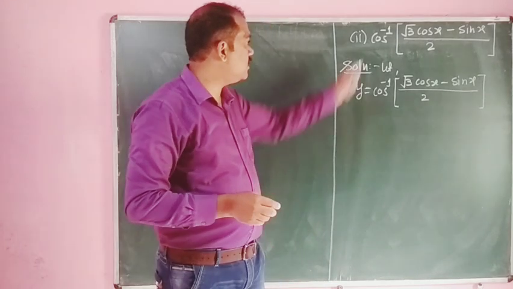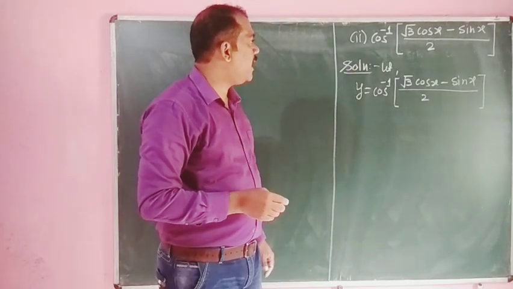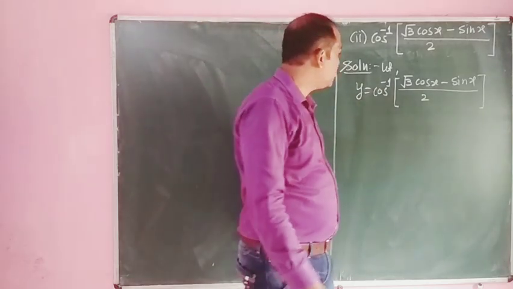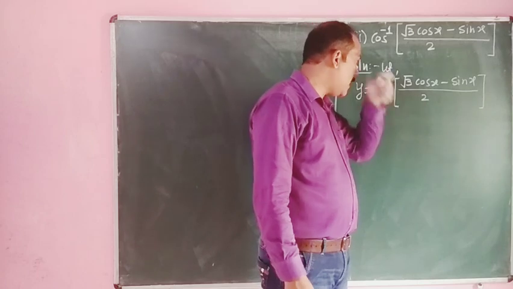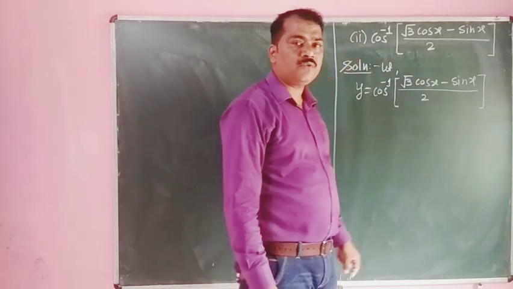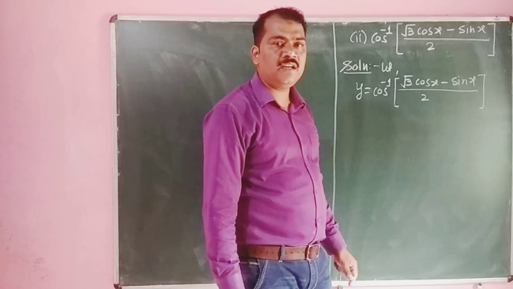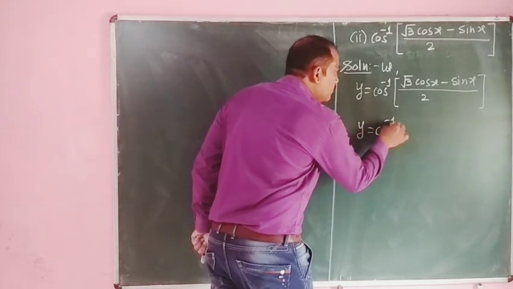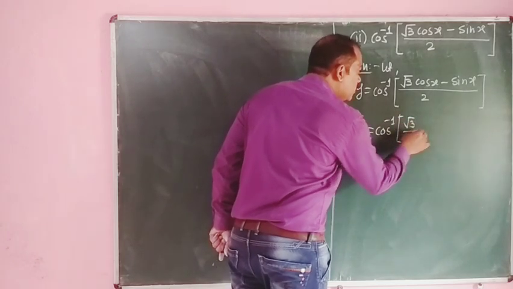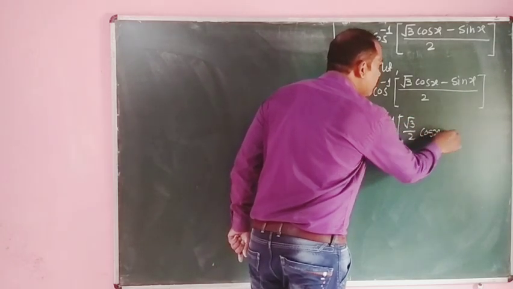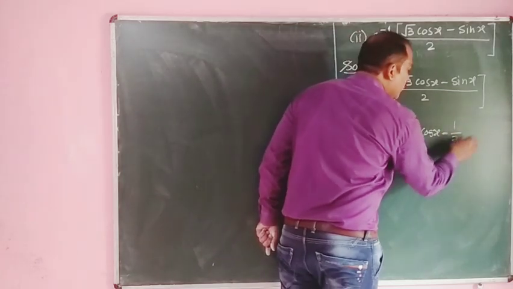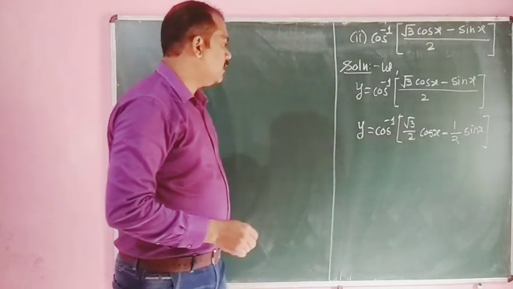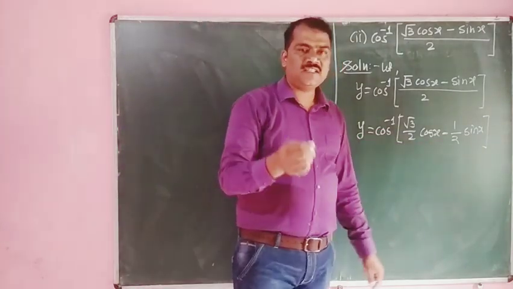Second example is cos inverse of (root 3 cos x minus sin x) divided by 2. Let y equal cos inverse of (root 3 cos x minus sin x) divided by 2. Now we have to divide separately each and every term present in the numerator. We get y equal to cos inverse of (root 3 by 2 into cos x minus 1/2 into sin x). Now root 3 by 2 and 1/2 are the standard values.